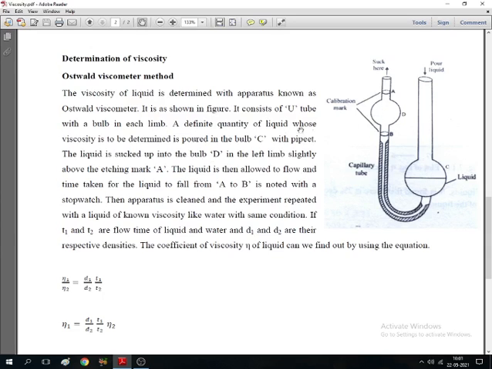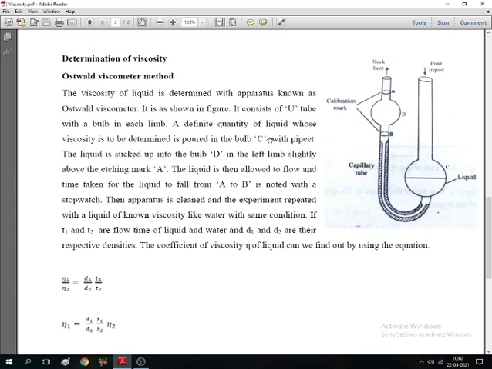A definite quantity of the liquid whose viscosity is to be determined is poured in bulb C. Definite quantity म्हणजे 10 ml जर घेतलं तर दोन्ही लिक्विडचे 10 ml घ्यायचे. Now this method is also like that of the stalagmometer method. It is a relative method.